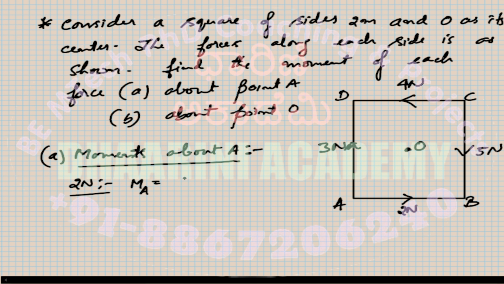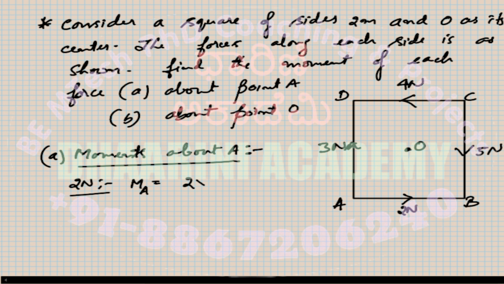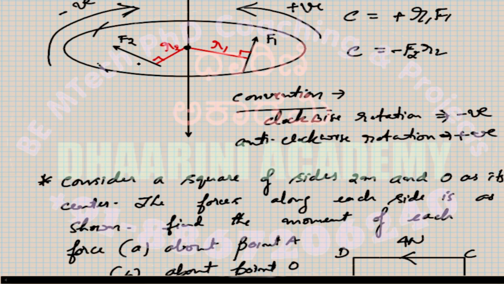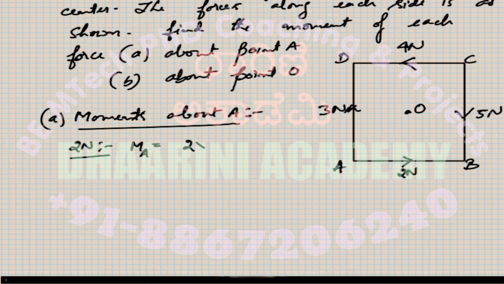Force into distance, right? So force is equal to 2 Newtons. And what is the distance of the force from A? See, the force is actually passing through A. Whenever the force and the point coincide, the distance is 0. There is no perpendicular distance because it is passing through A itself. Consider the previous diagram. If the force was passing like this, F1 is like this, there is no perpendicular distance. R1 is 0 there. So the moment becomes equal to 0 in such case. So the force passes through A. So 2 into 0 equal to 0.